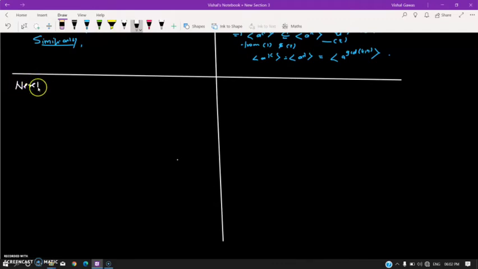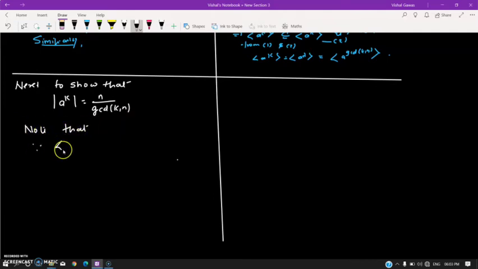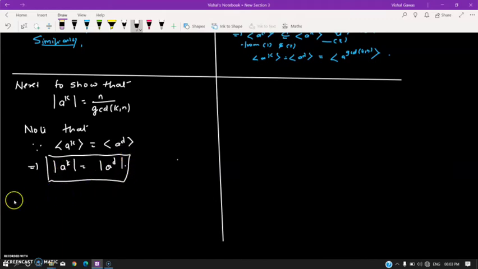Next, to show that the order of A raised to K is nothing but N divided by GCD of K and N, one thing we need to note is that since the subgroup generated by A raised to K is the same as the subgroup generated by A raised to D, this would imply that the order of A raised to K would be the same as the order of A raised to D, right? This is the very first fact we need to take care of.